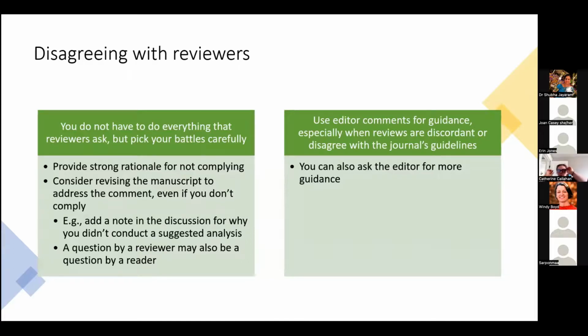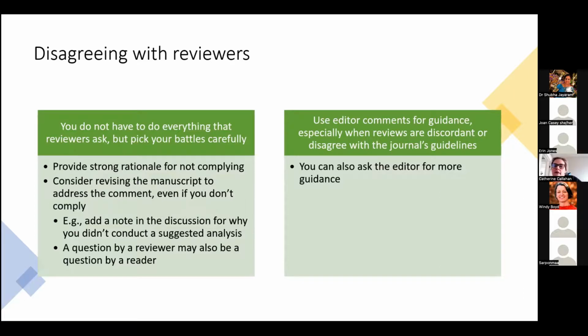So you can disagree with reviewers. Being responsive doesn't mean that you have to take every comment that they say as the truth. But you should be careful when you're disagreeing with them and provide a strong rationale for not complying with their suggestions. Even if you don't agree with the reviewers or comply with their revision, you should still revise your manuscript to address the comment. So for instance, if a reviewer asks for a sensitivity analysis that you don't think is appropriate, you should add a note in the discussion for why you didn't conduct that suggested analysis.